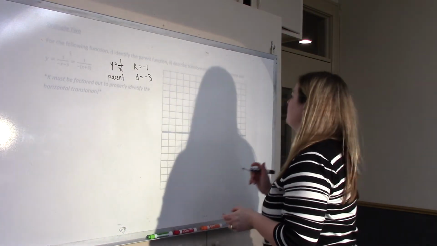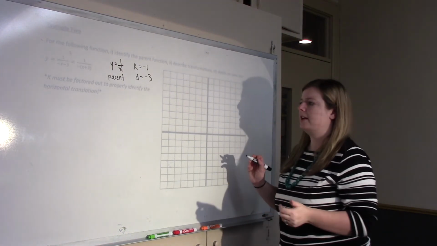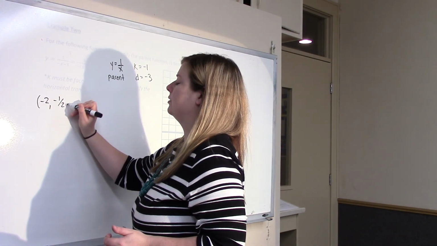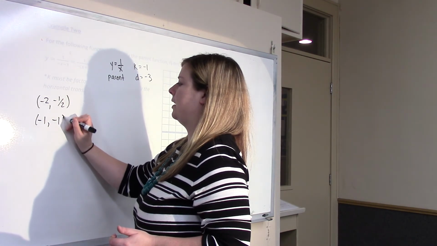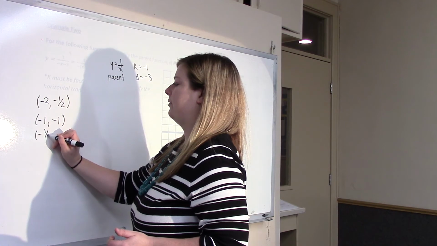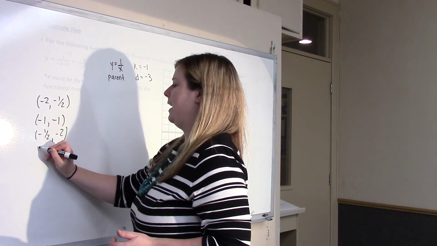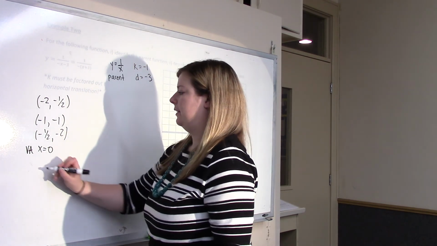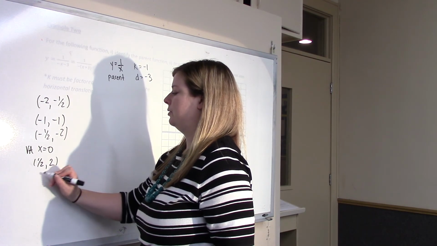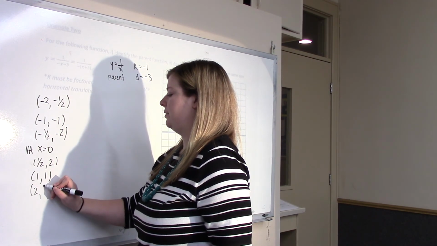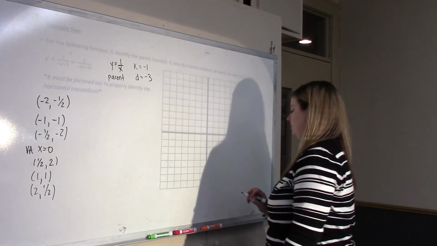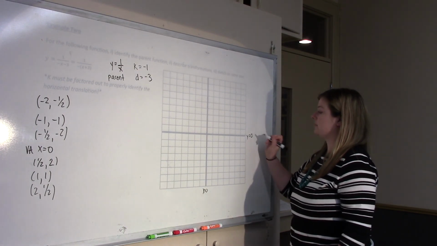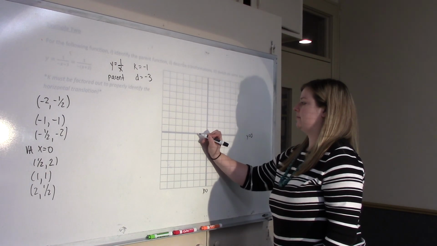So first let's draw our 1 over x. So the points I always use are (-2, -1/2), (-1, -1), (-1/2, -2), and then an asymptote at x equals 0, or vertical asymptote. Then we have (1/2, 2), (1, 1), and (2, 1/2). So let's draw that. So we have x equals 0 as a vertical asymptote, y equals 0 as a horizontal, and then you plot these points. So (2, 1/2).